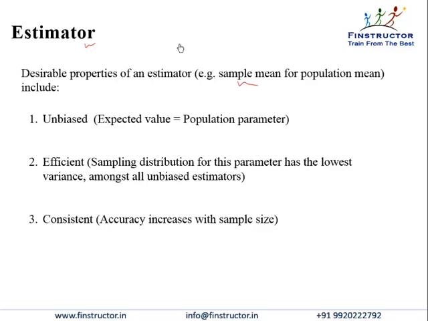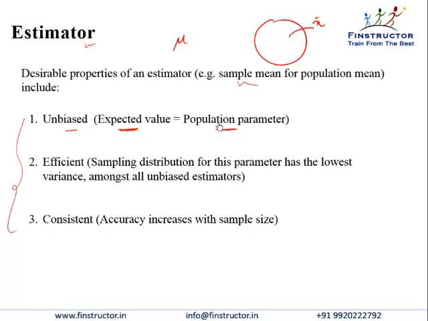So I am estimating the population mean. The best statistic to calculate from the sample to estimate the population mean will be the sample mean. The reason is because the sample mean satisfies three properties of a good estimator. First, a good estimator is unbiased. That is, the expected value is equal to the population parameter. So the expected value of the sample mean is equal to the population mean.